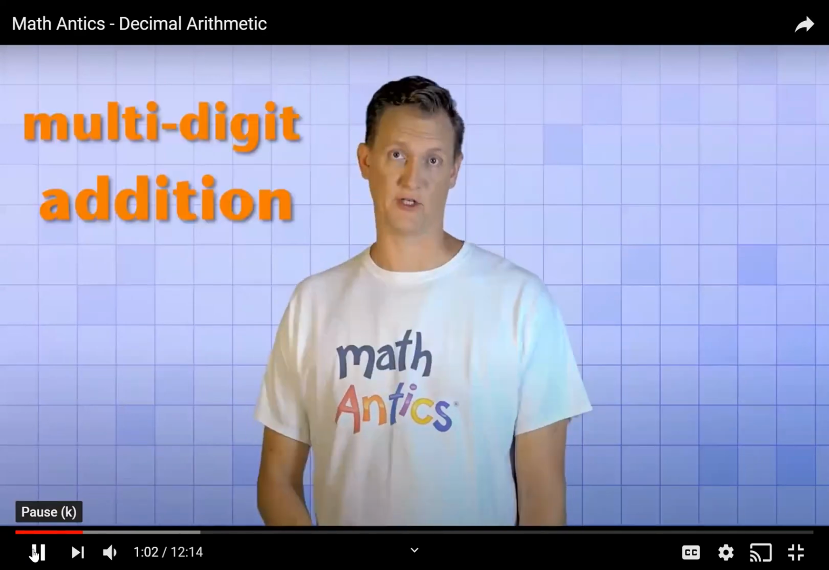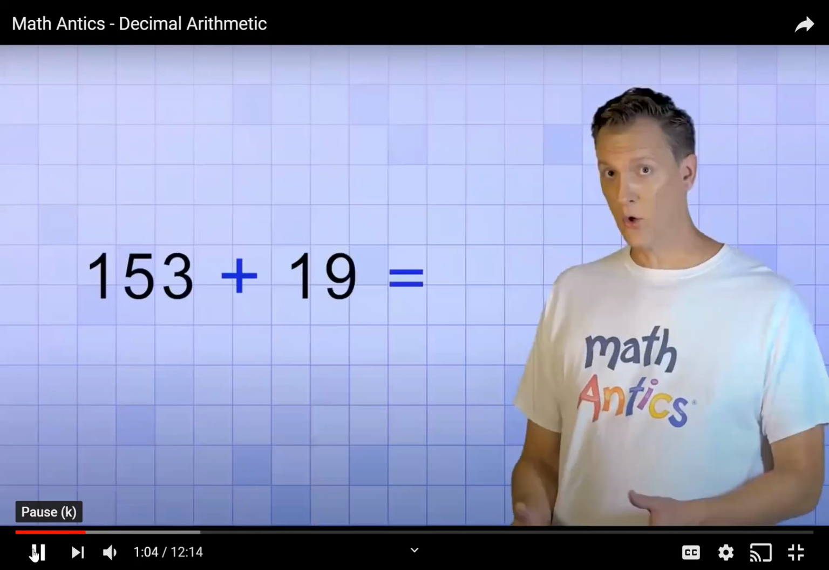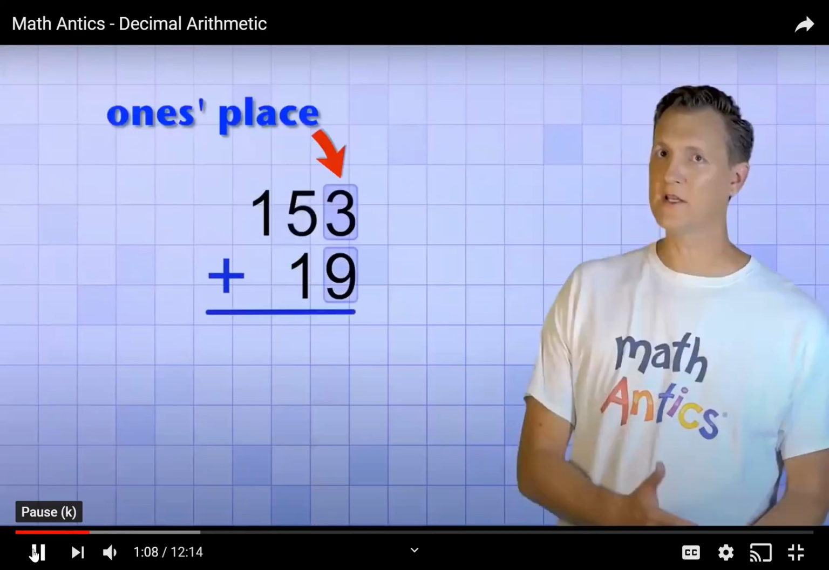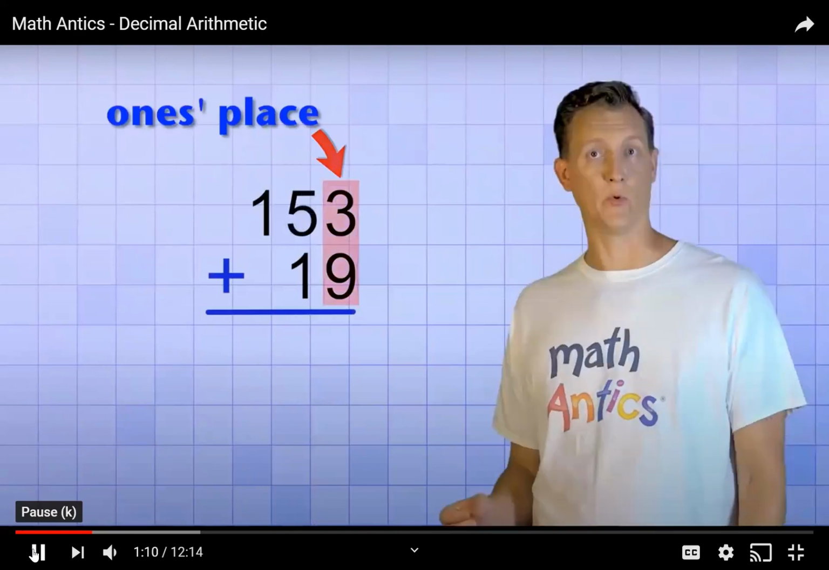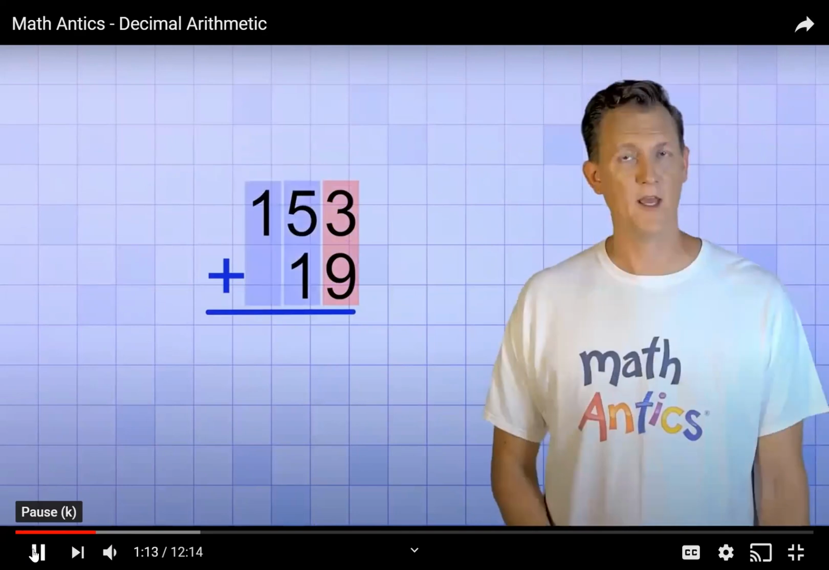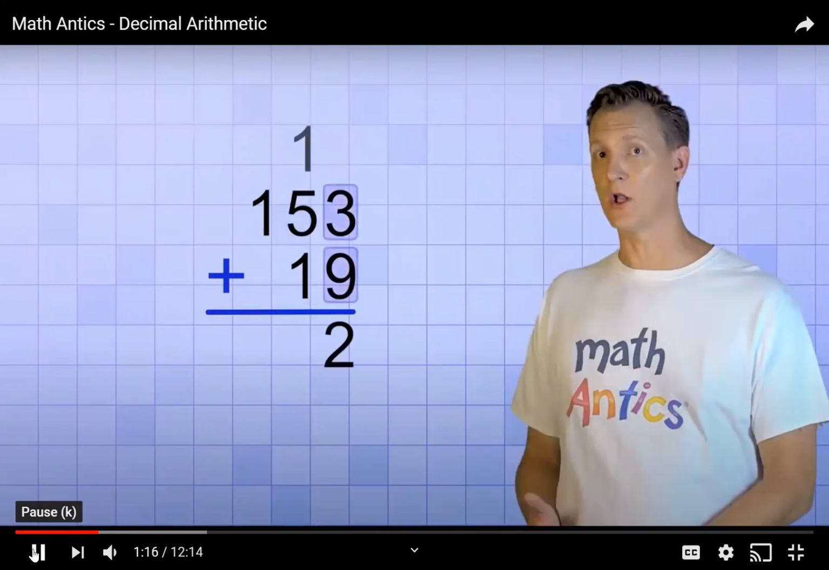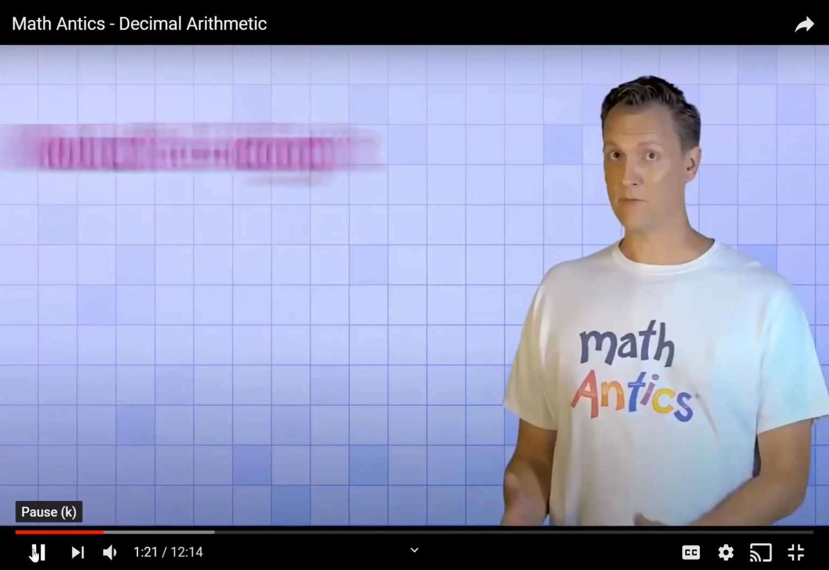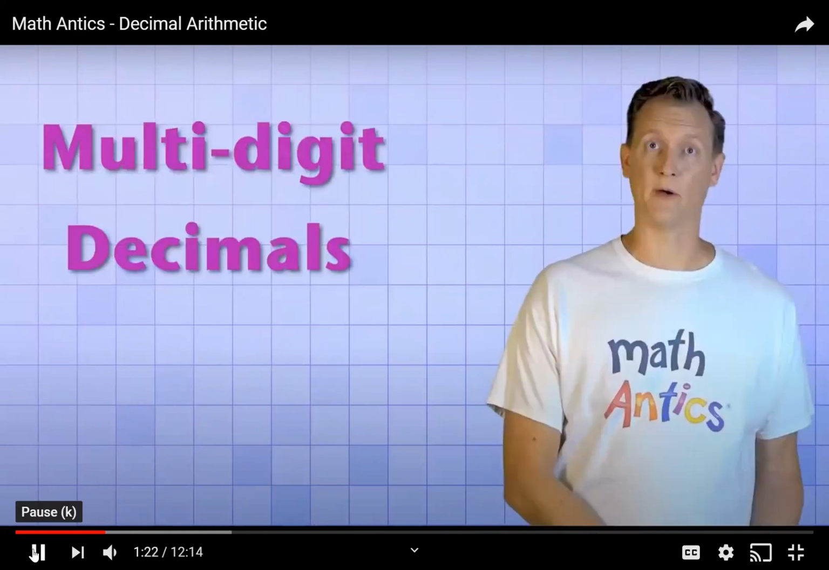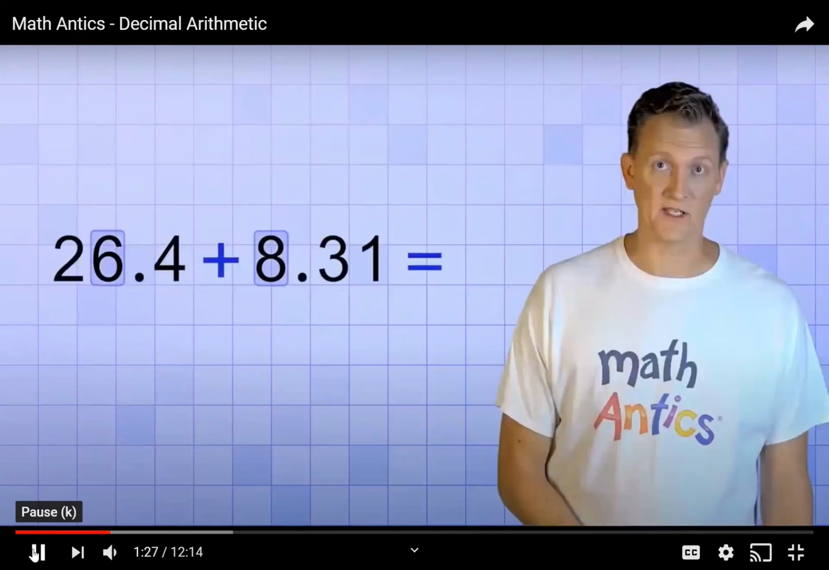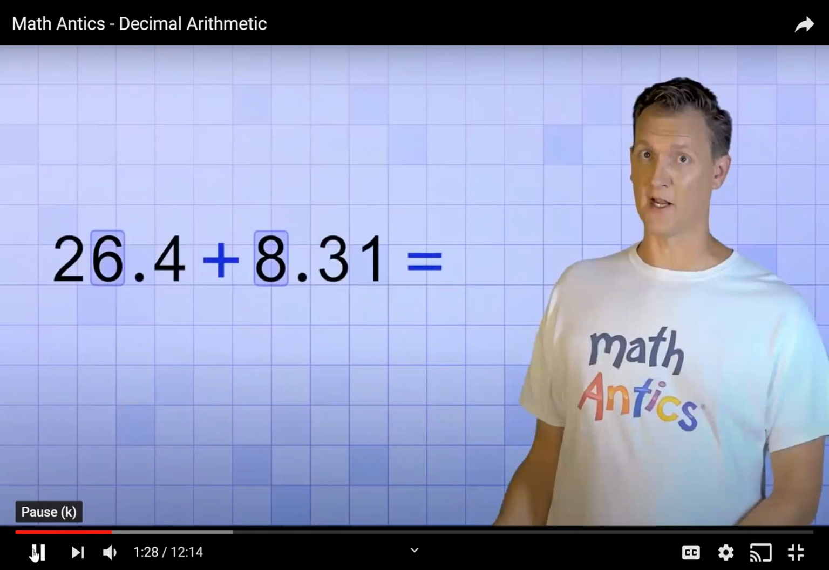Multi-digit addition. When adding multi-digit whole numbers, the key was to stack the numbers up so that the ones place digits line up in a column, which ensured that all the other number places lined up in columns too. Then you just add up the digits in each column, starting with the ones place and working to the left. Well, adding multi-digit decimal numbers works the same way. The main difference is that instead of lining up the ones place digits when we stack the numbers, we line up the decimal points instead.